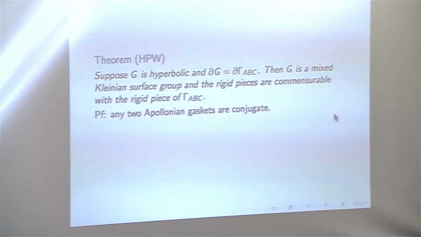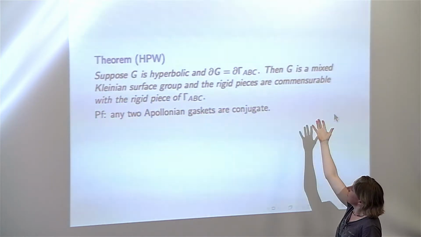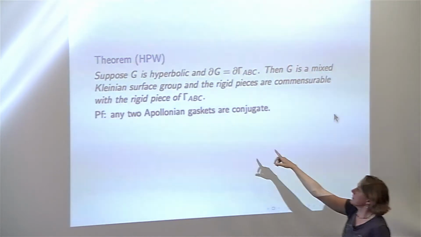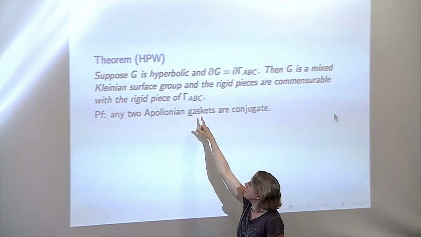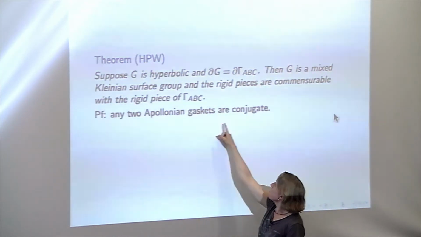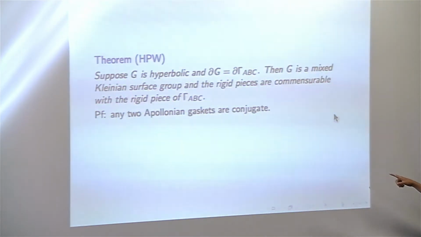Suppose I have a group that's hyperbolic and the boundary is homeomorphic to that exact group, the ABC group. Then it's a mixed Kleinian surface group, and the rigid pieces are commensurable with the rigid piece of this ABC. But that's because it's exactly the Apollonian gasket. And the Apollonian gasket has this remarkable property that if two Apollonian gaskets are homeomorphic, they're actually conjugate. There's really only one Apollonian gasket. So I don't know or even think that these other things will have that property.